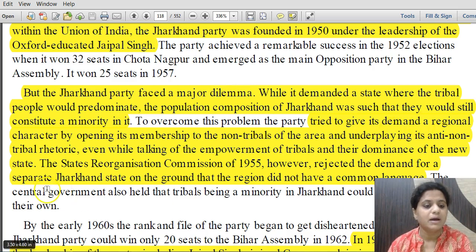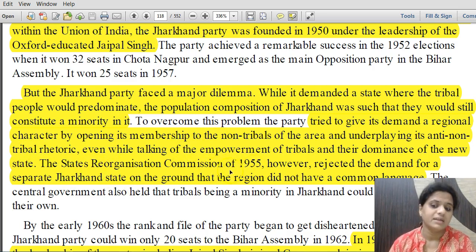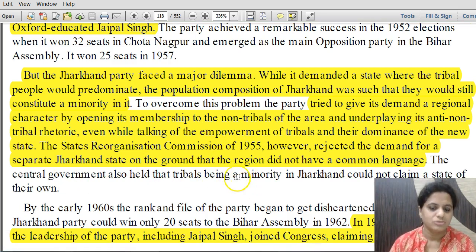So it tried to give its demand a regional character by opening its membership to non-tribals of the area and underplaying its anti-non-tribal rhetoric. Even while it talked of empowerment of tribals and their dominance in a new state, still it brought in non-tribals along too. The State Reorganization Commission in 1955 rejected this demand for separate Jharkhand state on the ground that the region did not have a common language. So at that time, we see demands of separate states were formed on the basis of language. So there was no common language in Jharkhand. So that is where the commission rejected this demand.